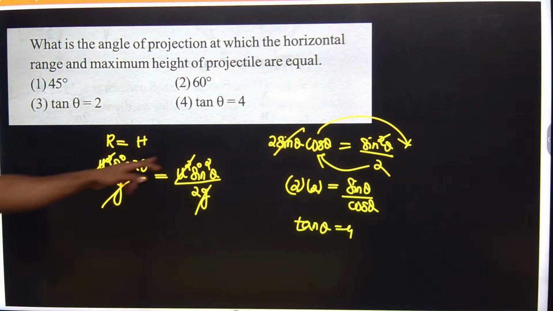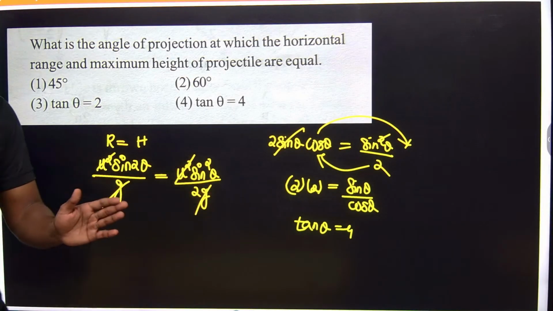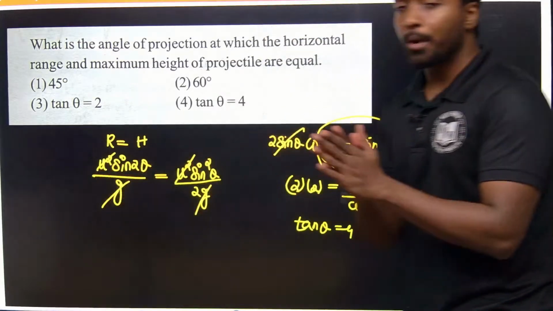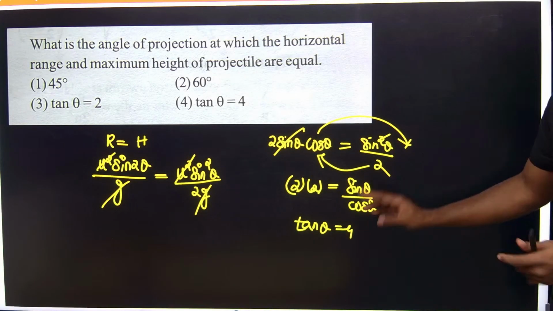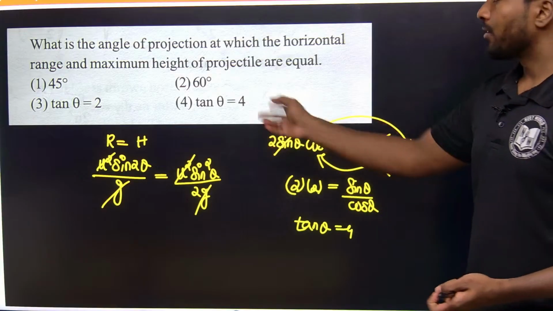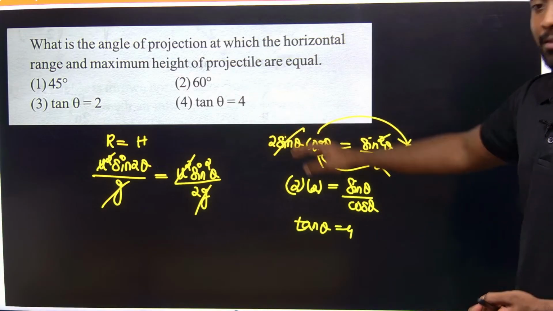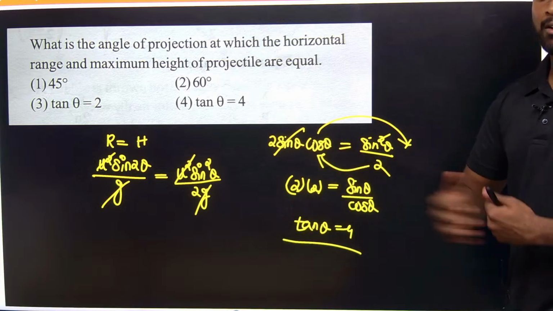So when range and height are the same, I am equating both equations and getting the angle. Tan theta equals 4, or theta will be equals to tan inverse of 4. According to the question and options, I will simplify up to whatever answer I want.